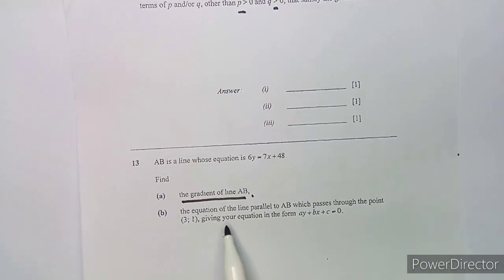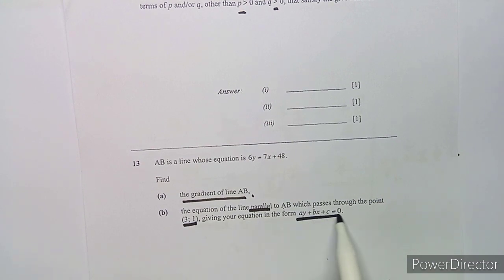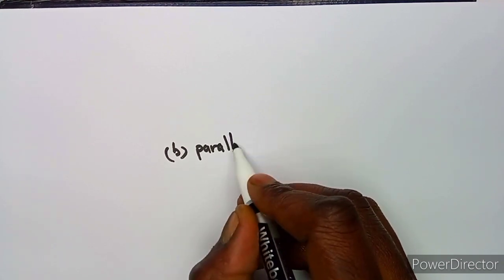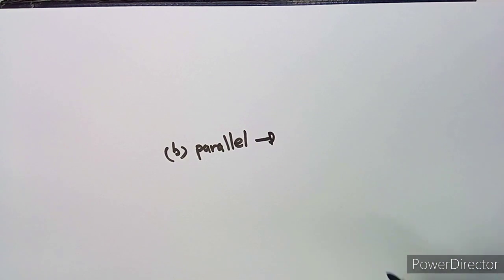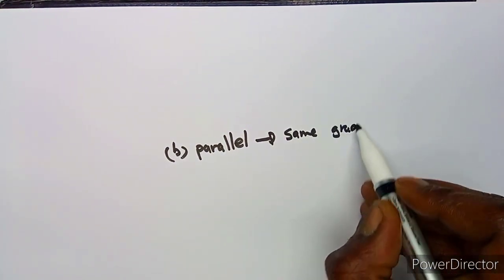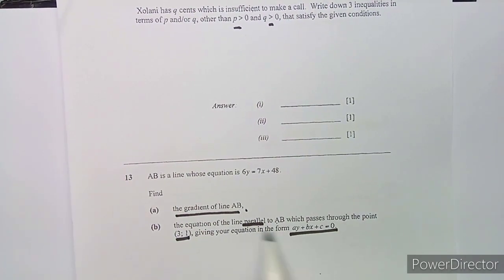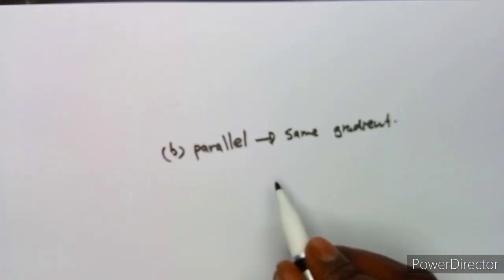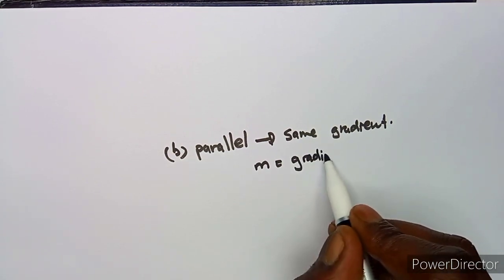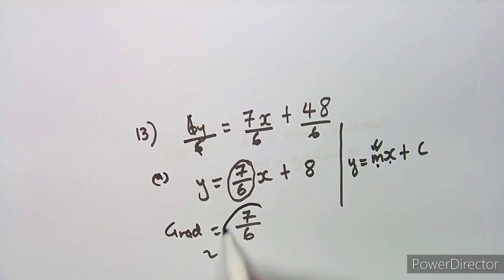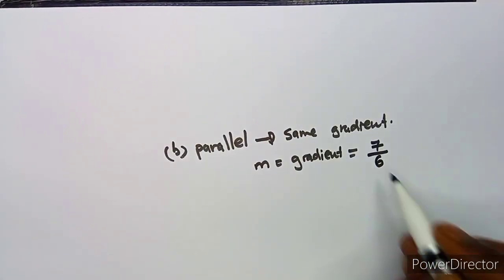On number B, the equation of the line parallel to AB, which passes through the point (3, 1). And we are given the format to use this time. So this is what is going to happen. The first thing is that these two lines are parallel. And what do we know about parallel lines? We know that if two lines are parallel, they have the same gradient. So the gradient of line AB, which is parallel to this line that passes through a certain point, is the same. And we said gradient is represented by m. Remember here, guys, m represents gradient, and our gradient is 7 over 6. So we are going to have 7 over 6 as our gradient.